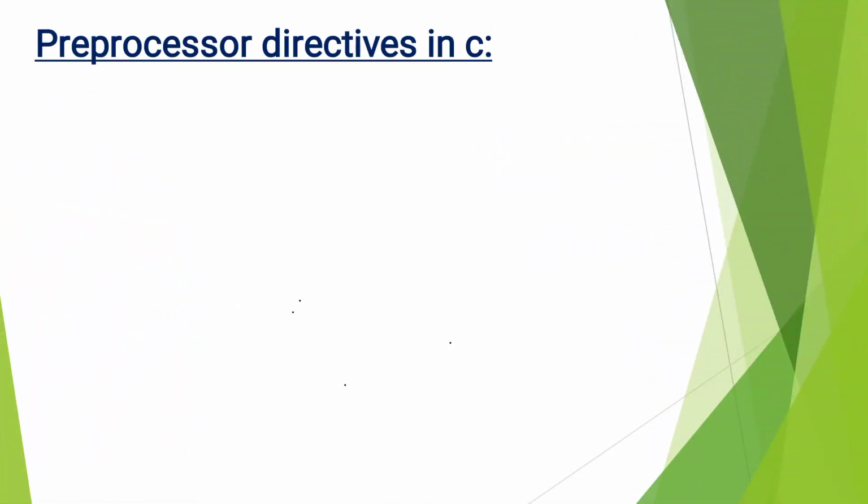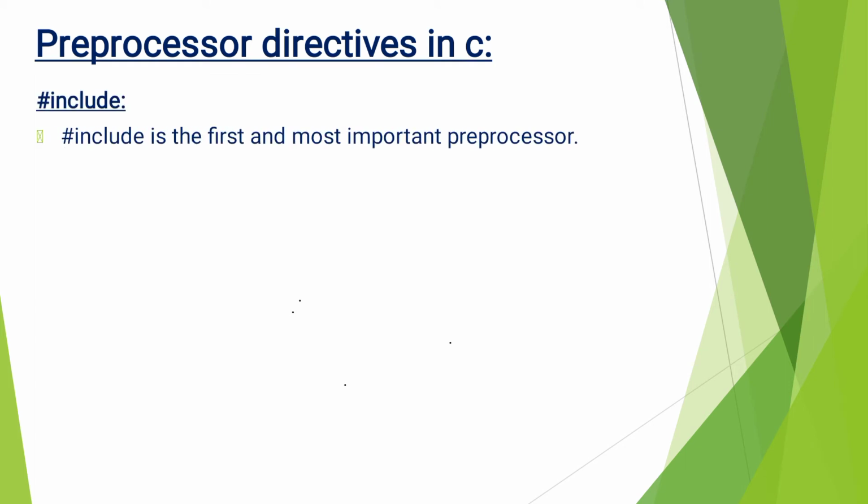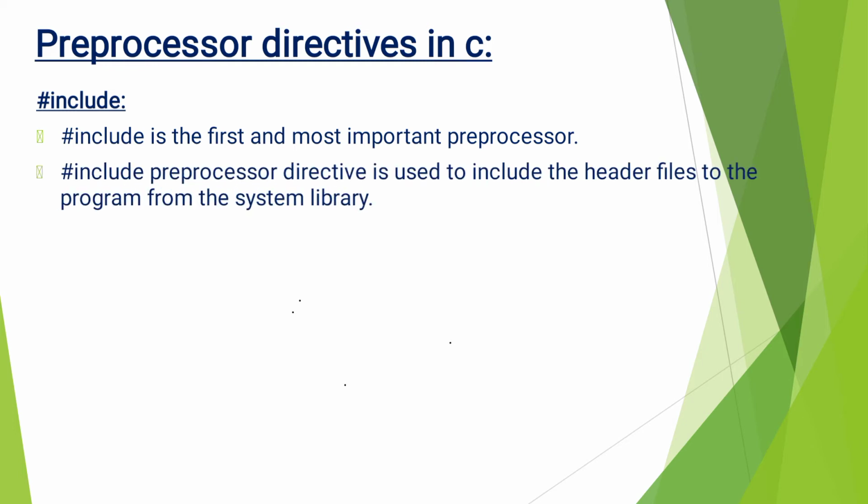First preprocessor directive is #include. #include is the first and most important preprocessor. The #include preprocessor directive is used to include the header files to the program from the system library. So #include is a preprocessor directive and it is used to link the header files from the system library to our program.